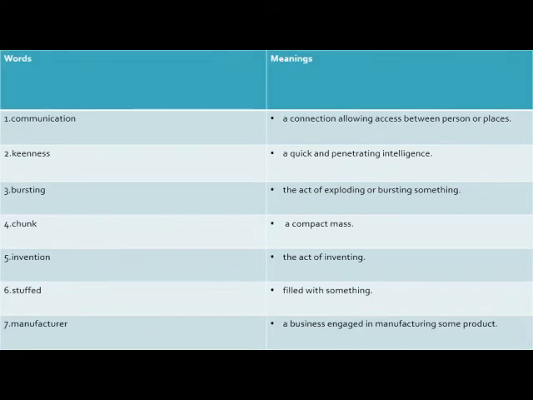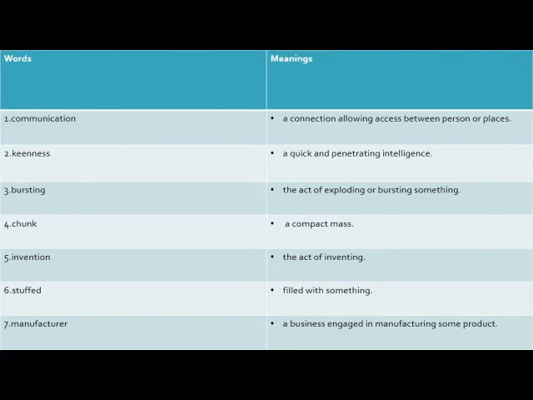Now I will give you some word meanings. You have to take screenshots, please, and write them in your fair copy. First word is communication. The meaning of communication is a connection allowing access between persons or places. The second is keenness, a quick and penetrating intelligence. The third is bursting. The meaning of bursting is the act of exploding or bursting something.